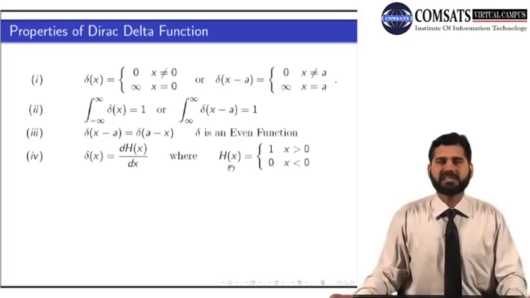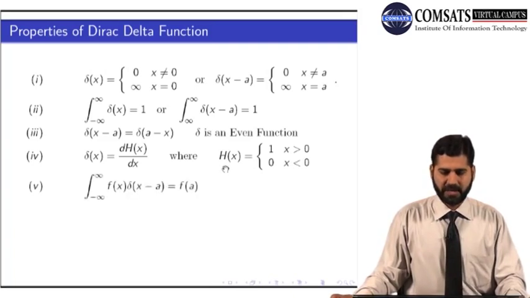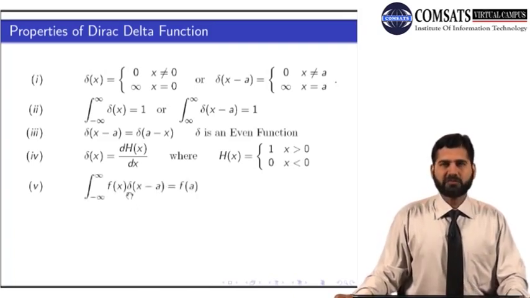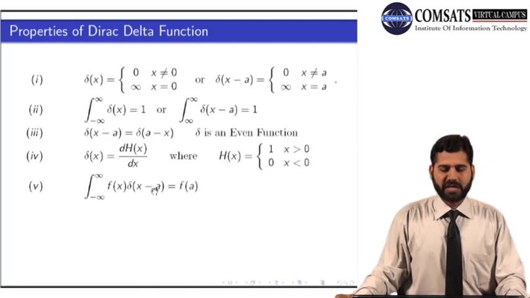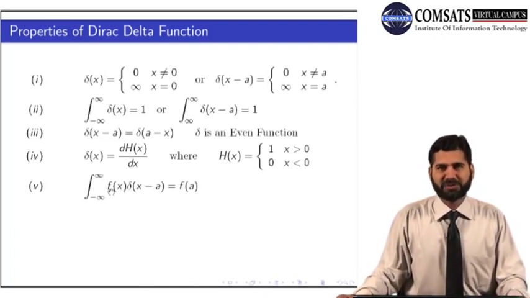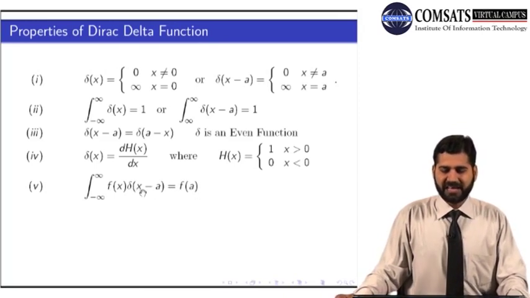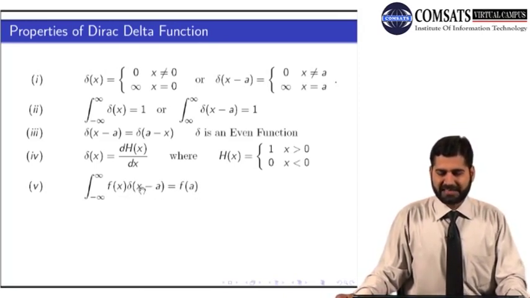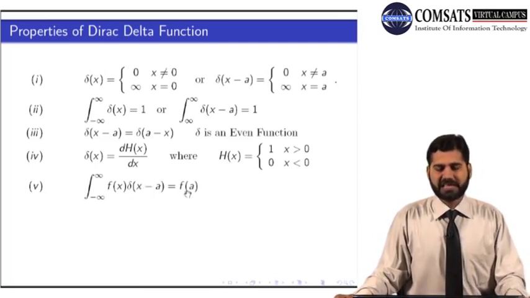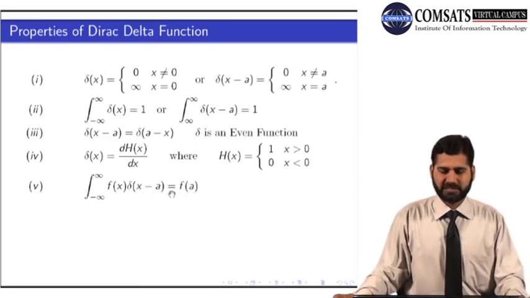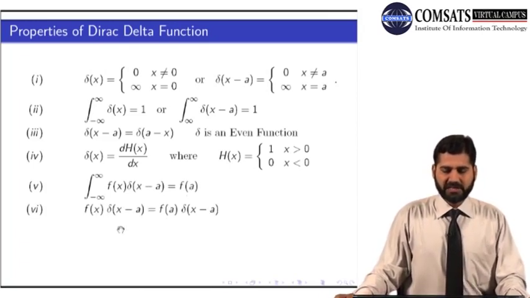The derivative of the Heaviside function is basically the Dirac delta function. This is a very nice property. If you multiply your Dirac delta function with any function f of x and integrate it, what it does is it picks up the value of f at x equal to a. You see, nothing else. It picks up the value of f at x equal to a, and delta is gone. So this is f of a.